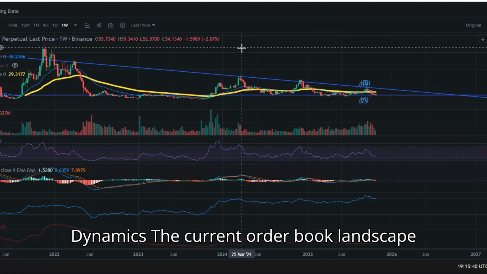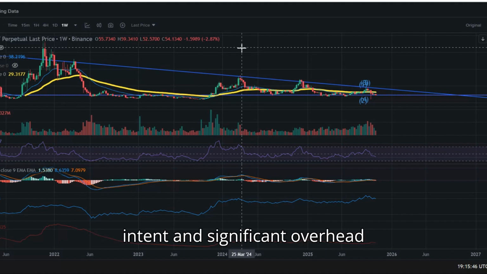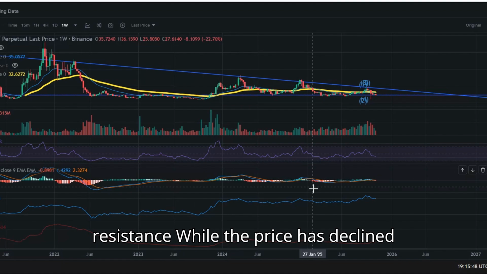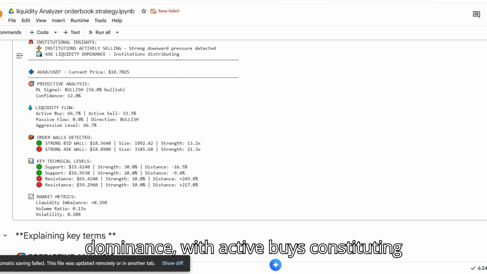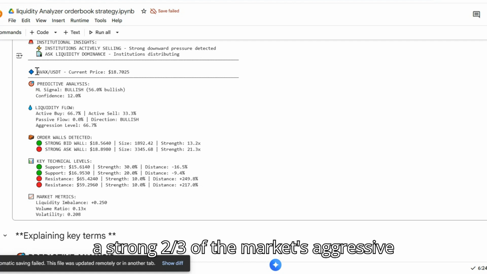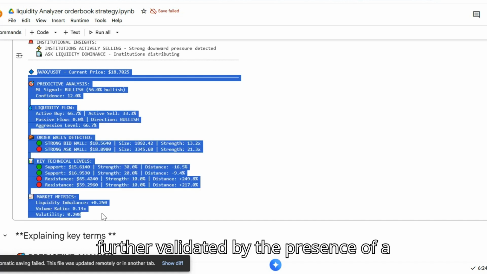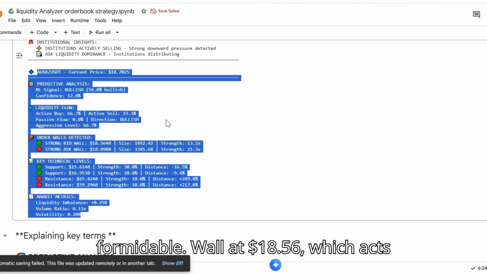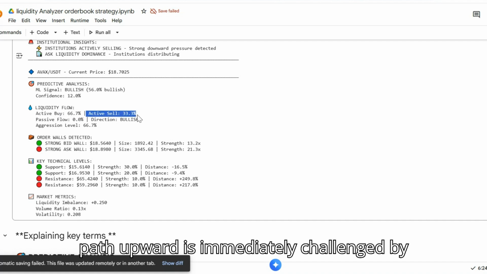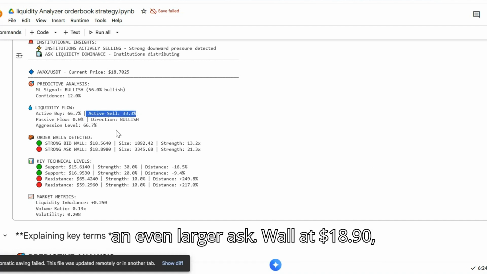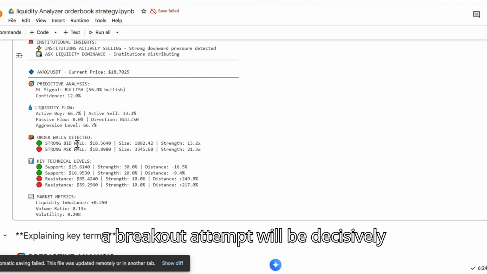The current order book landscape for Avax presents a compelling, albeit nuanced, battleground between bullish intent and significant overhead resistance. While the price has declined to $18.70, the underlying liquidity flow tells a story of underlying buyer dominance, with active buys constituting a strong 2/3 of the market's aggressive orders. This bullish aggression is further validated by the presence of a formidable bid wall at $18.56, which acts as a nearby defensive line. However, the path upward is immediately challenged by an even larger ask wall at $18.90, creating a tight consolidation zone where a breakout attempt will be decisively tested.